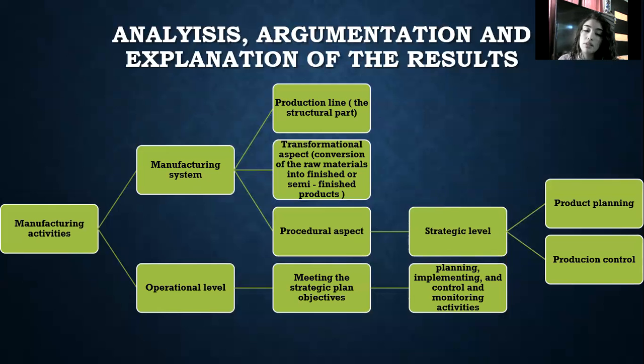The procedural aspect, where there is the strategic level, with product planning and production control, and the operational level. Here it is analyzed the procedure of meeting the strategic plan objectives, which are to plan, implement, control, and monitor the activities.